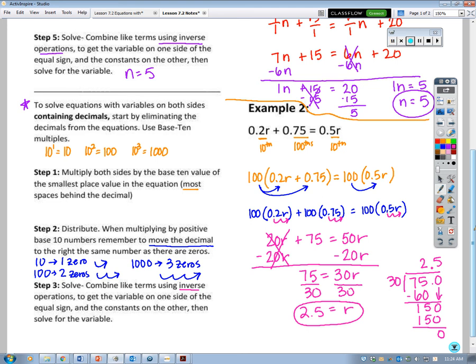Okay, so that's it for the basic explanation of solving with rational numbers. Again, more examples if you need them are coming on the next video.